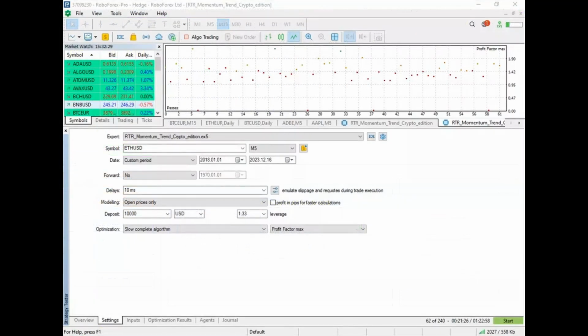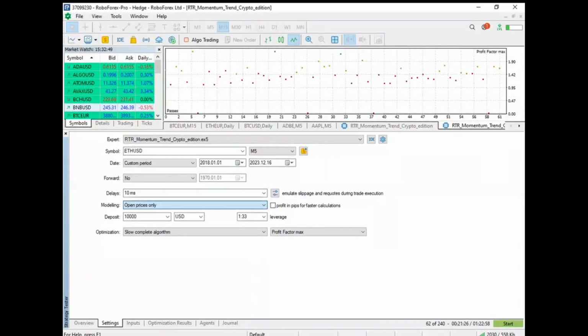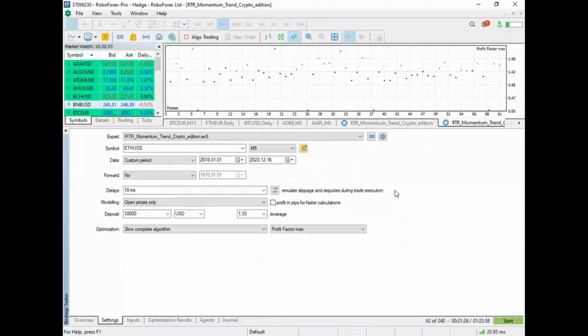Retail Trading Realities: Momentum Trend, Crypto Edition. Ethereum optimizations, a 6-year test from 2018 to 2023. Modeling, open prices only. When we do the single test, we will use every tick modeling, not every tick, but every tick based on real tick modeling. Those are ticks that come from the broker.